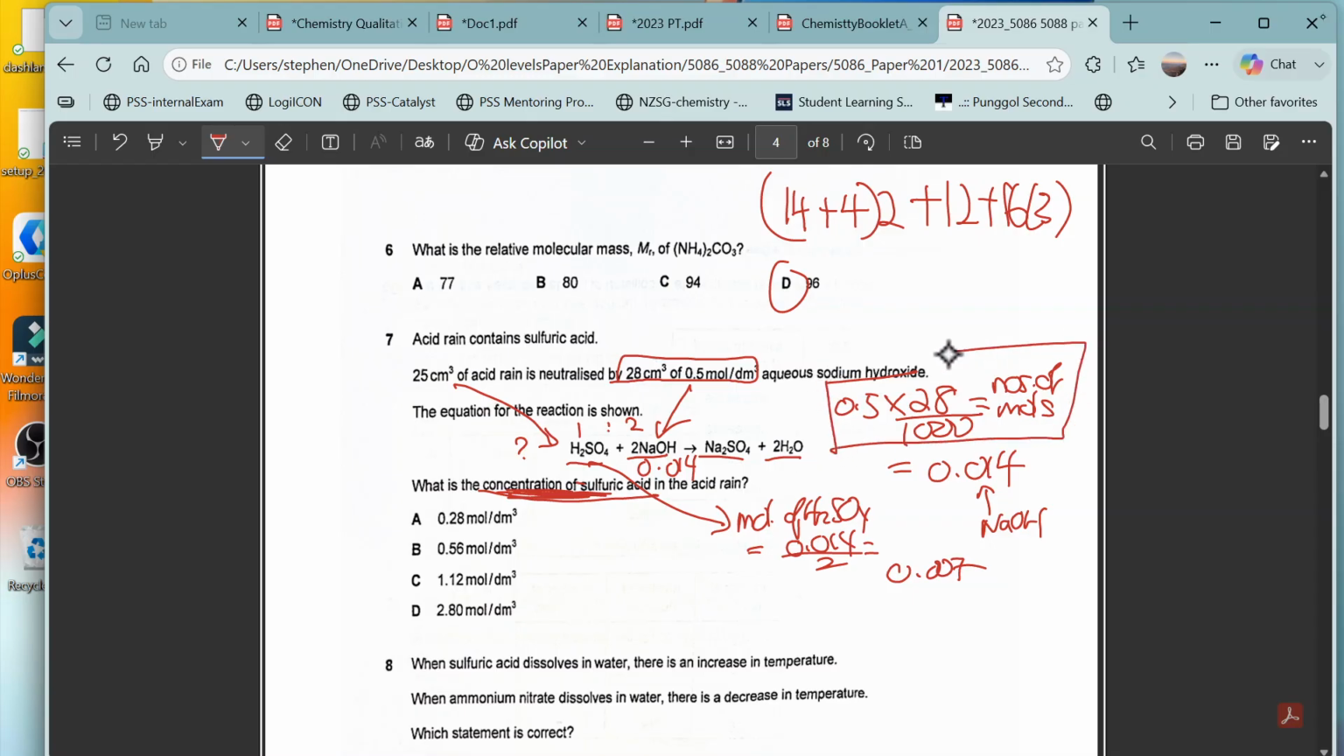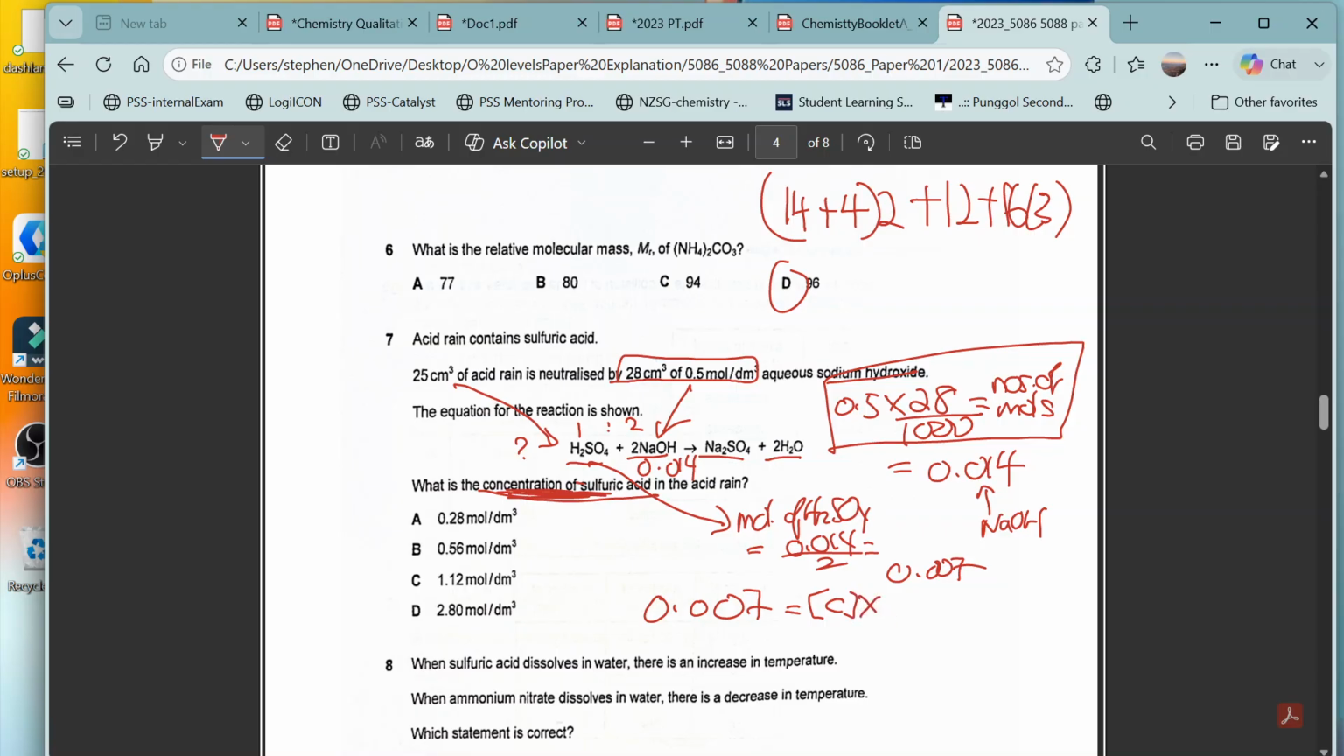The formula that I introduced to you, whenever you see this, is to use the one that I boxed up, the one in the star. So what is the answer? So now I know the acid is 0.007, right? And I want to find the concentration of the acid. Now I'm talking about acid, I'm not talking about sodium hydroxide anymore.